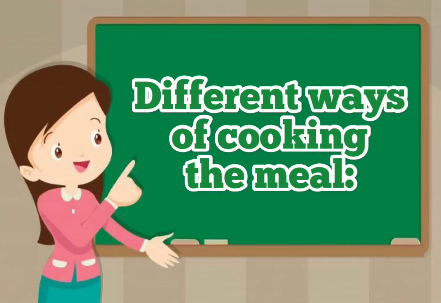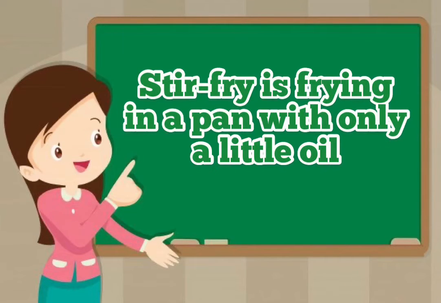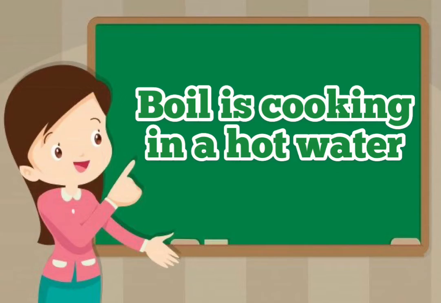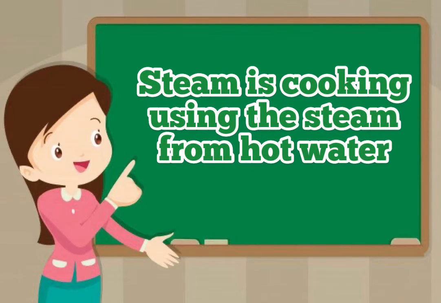We've also learned about different ways of cooking the meal. Do you still remember? Stir fry is frying in a pan with only a little oil. Roast is cooking in a hot oven or over a fire for some time. Boil is cooking in hot water. Steam is cooking using the steam from hot water.